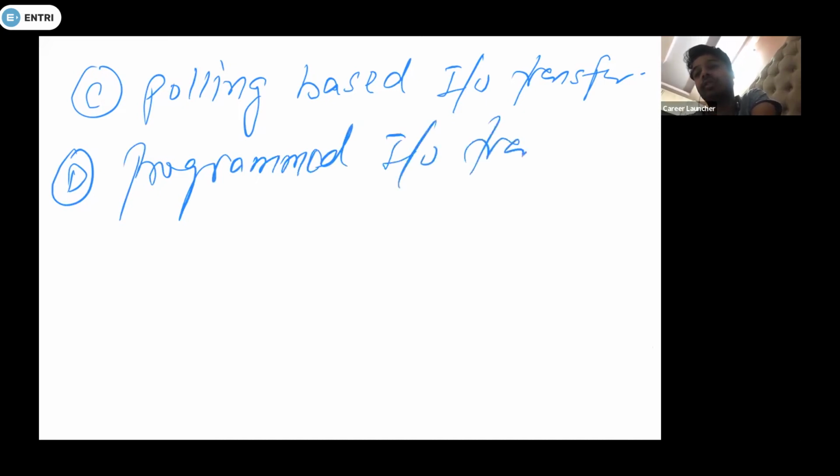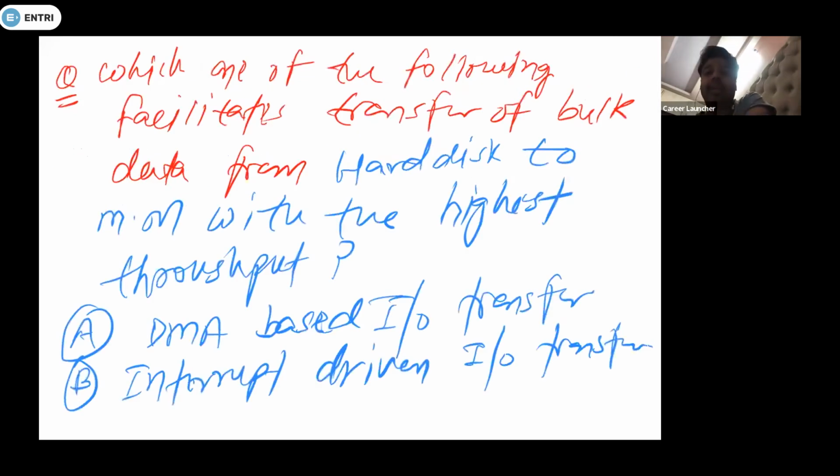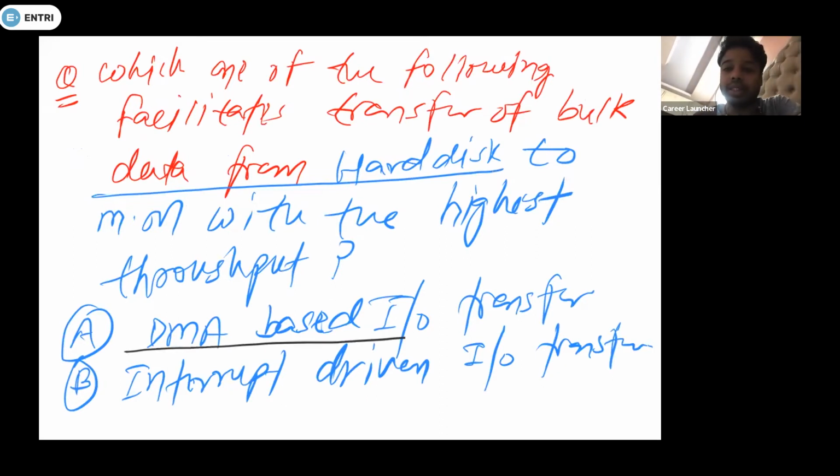So here, if you want to transfer a bulk amount of data, then we use DMA modules. Okay. In DMA, a bulk amount of data is transferred from the secondary memory to main memory without the involvement of the CPU. There is no involvement of the CPU. DMA means direct memory access. So we can directly access the main memory from the secondary memory. Clear?